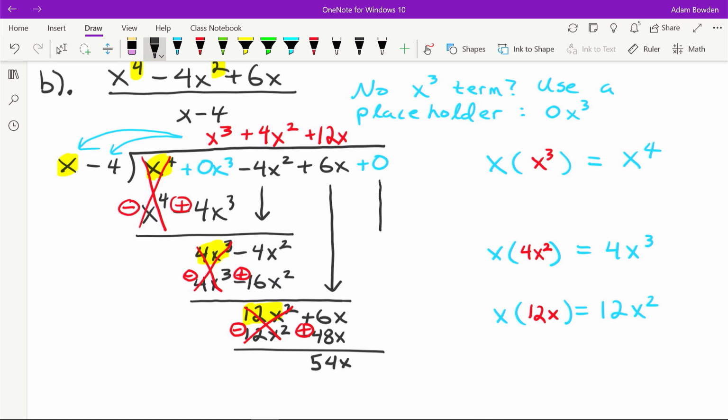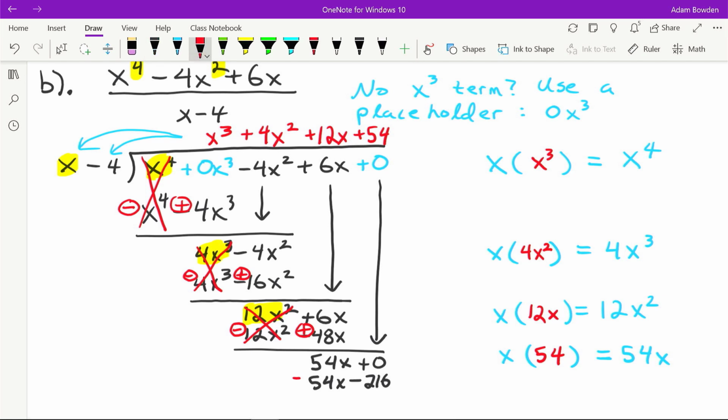But we're not quite done because I put that placeholder of 0. We go ahead and bring that down and ask ourselves, x times blank equals 54x. That would be 54. So up here on top, we put plus 54. That multiplies to 54x minus 216. So we'll flip the signs one more time. The negative positive 54 is gone. And we're going to have at the very end here positive 216.